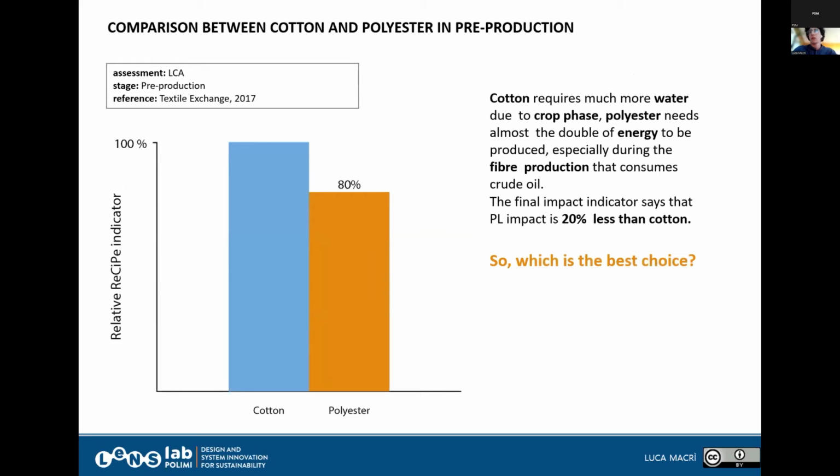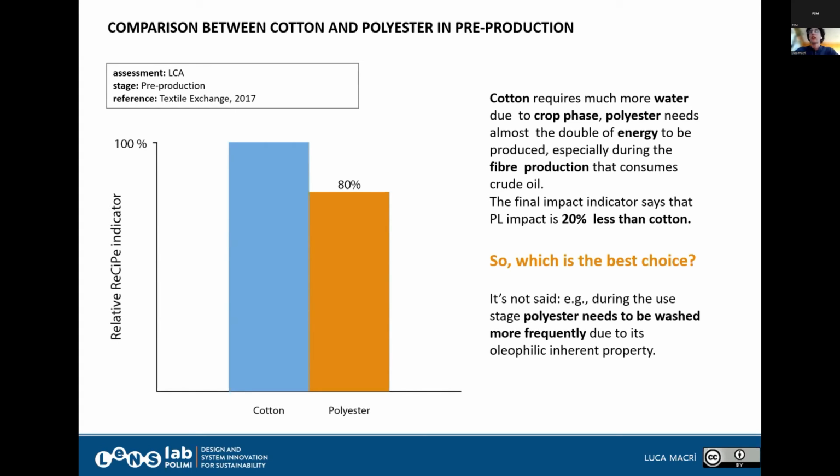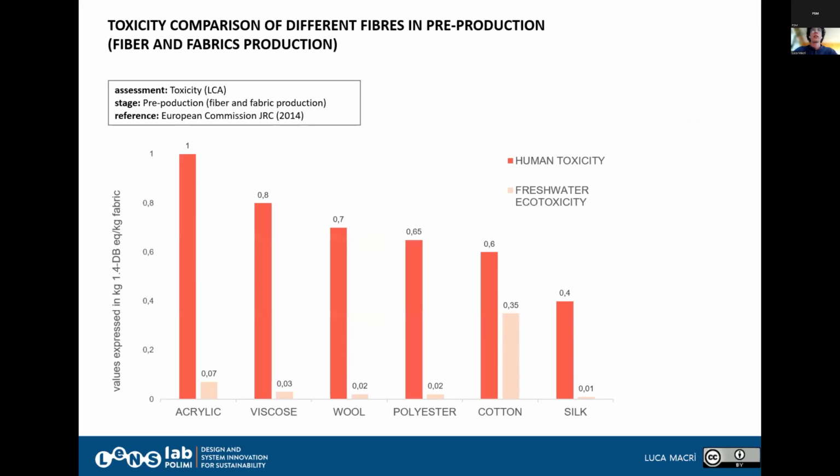So it's a question for you now: which is the best choice at this point? So we have that 20% less at this point of the pre-production. That's the thing that I want to stress. So we are still in pre-production, so it's not said that one fiber is better than the other. Because, for example, in the use phase, polyester needs to be washed more frequently because of its oleophilic properties. That's the point. So keep in mind the life cycle thinking.